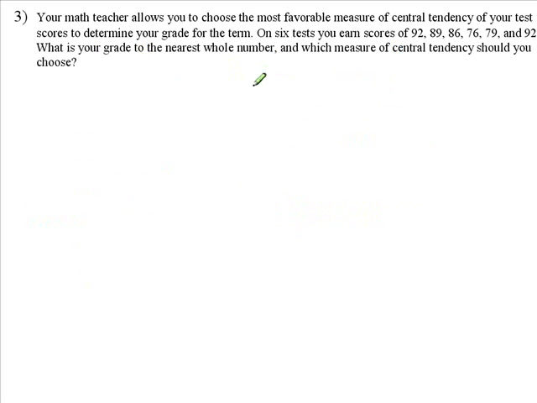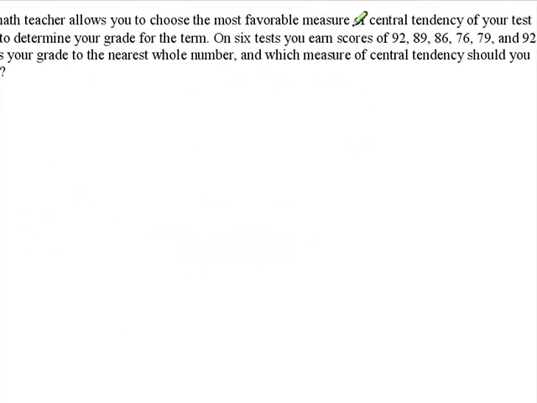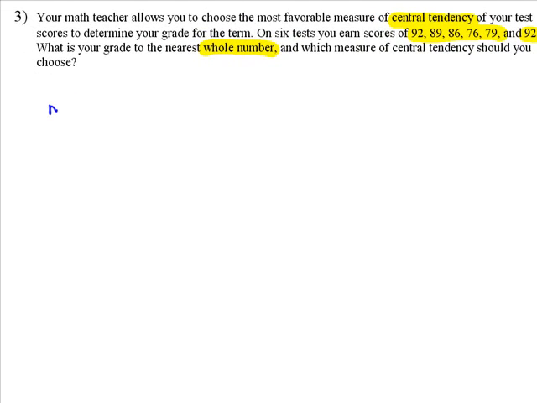Okay, number 3, our math teacher allows us to choose the most favorable measure of central tendency. Remember, central tendency is just mean, median, or mode to determine our grade. We have 6 test scores, 92, 89, 86, 76, 79, and 92. We want to know what our grade should be, to the nearest whole number, and which measure of central tendency we should choose. And again, we should choose the one that gives us the highest grade. So we need to calculate a mean, a median, and a mode, and then pick the highest one and say which one the highest one is.